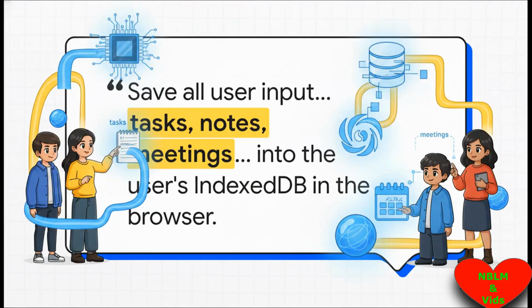Now, the best part is just how ridiculously easy this is to implement. You don't need to mess around with complex database schemas or API calls. All you need is one clear prompt, telling your AI assistant to just save all the user's input, tasks, notes, whatever, directly into IndexedDB. That's it. One prompt and bam, your app suddenly has a memory.